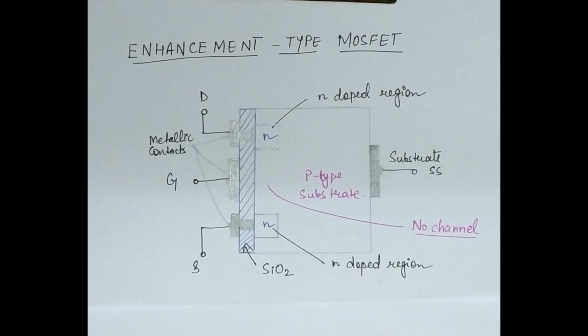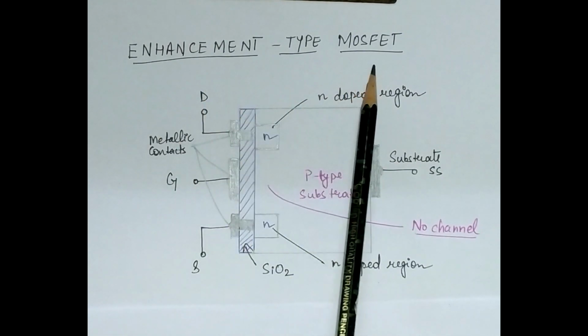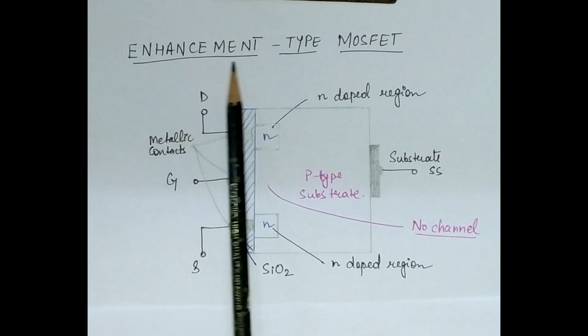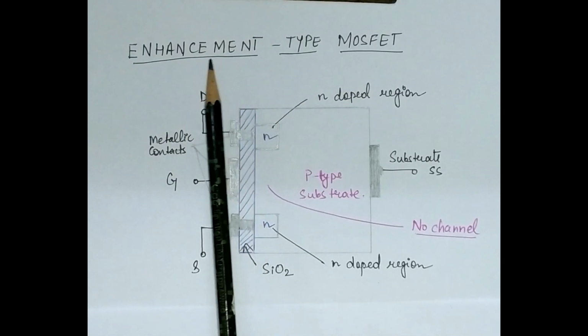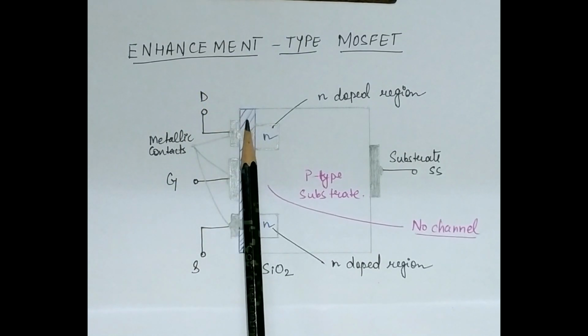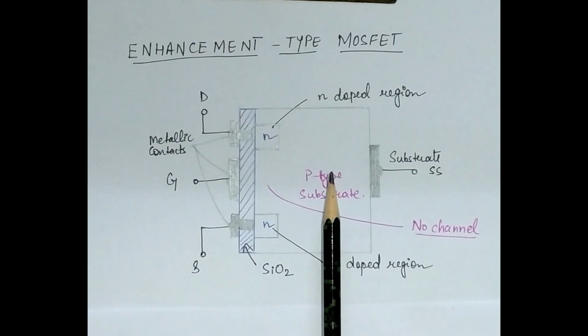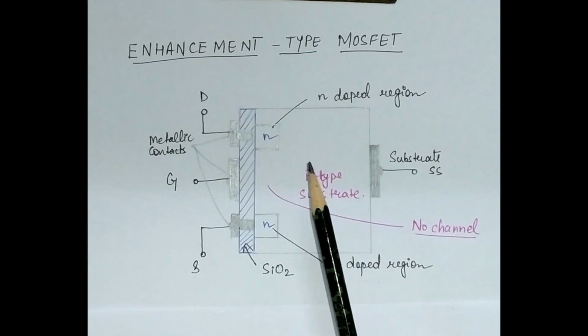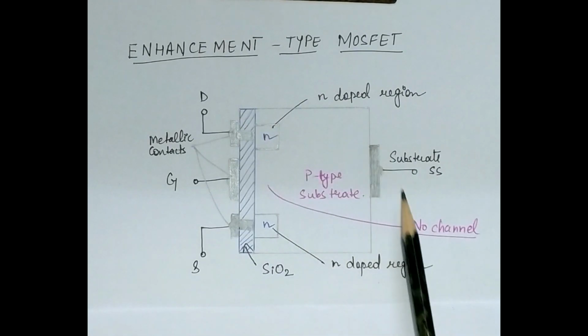So today we are going to discuss enhancement type MOSFET. What is the difference between the enhancement type MOSFET and the depletion type MOSFET? In the previous lecture I discussed depletion type MOSFET, and if you see the constructional diagram, what is the basic difference that you see? There is no channel in this enhancement type MOSFET.